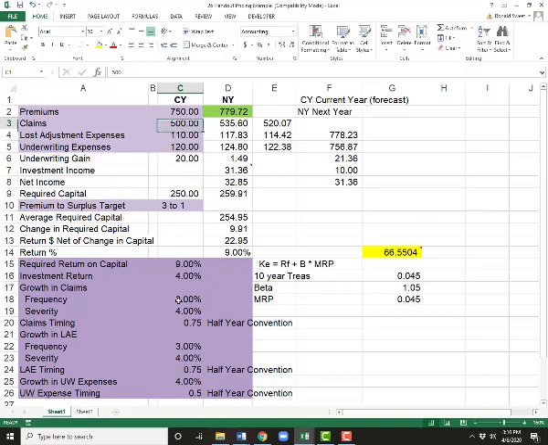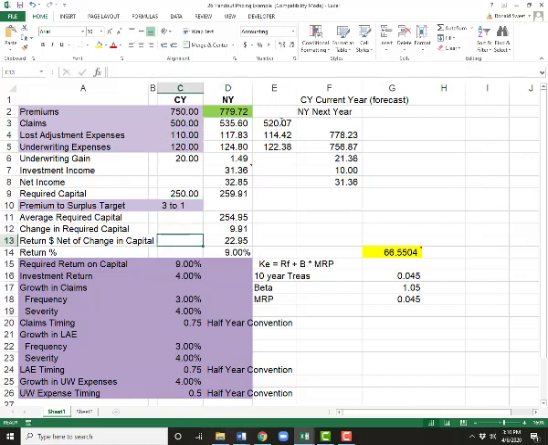So if you want to know how are we getting from this year's claims to next year's claims, we're going to take this year's claims and multiply it by 1 plus the frequency times 1 plus the growth in severity. So 1 plus the growth in frequency times 1 plus the growth in severity. And that's going to tell us that we expect our claims to go up from $500,000 or $500 to $535.60.